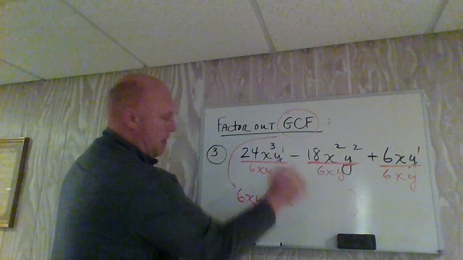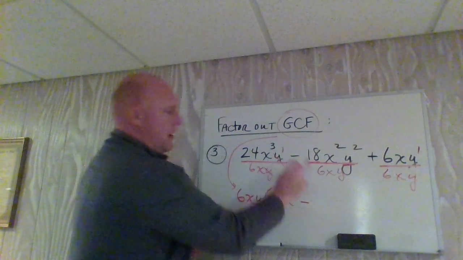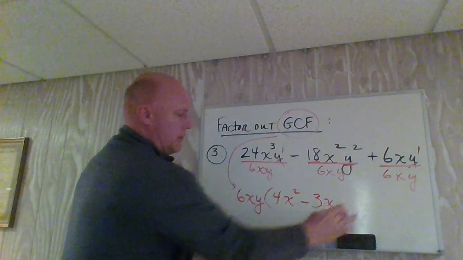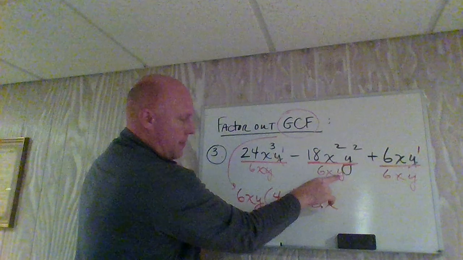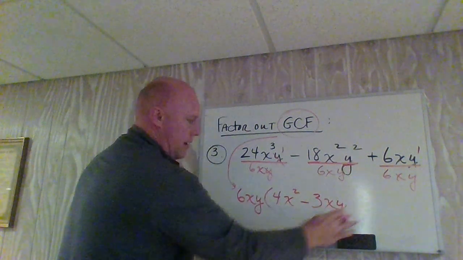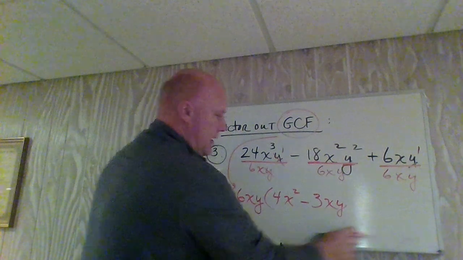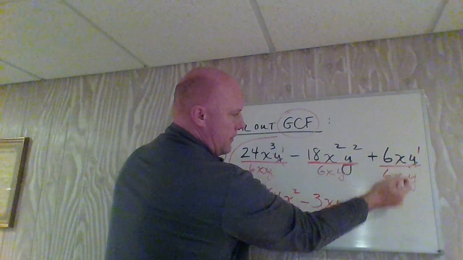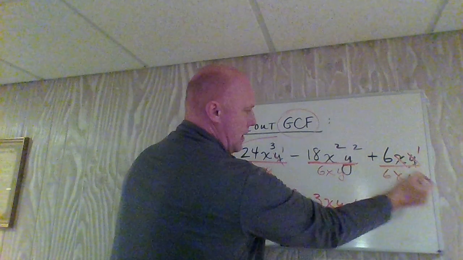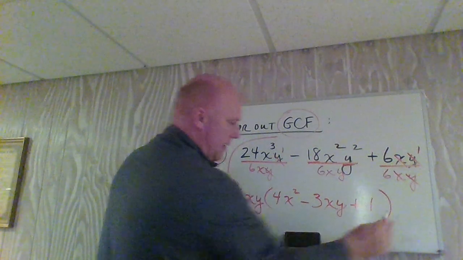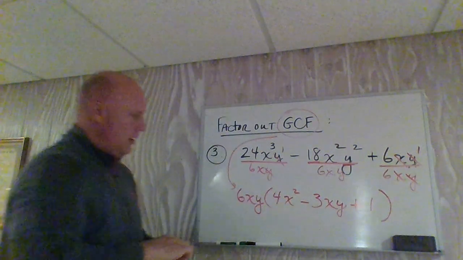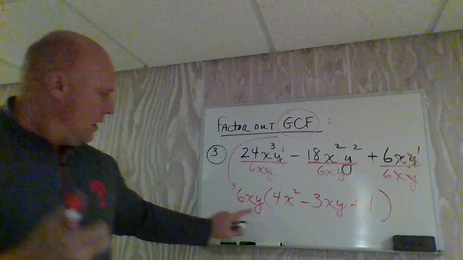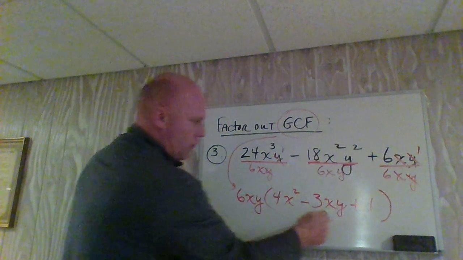Move on to the second term. Minus 18 divided by 6 would be 3. X squared divided by x would be x to the first. Y squared divided by y to the first would be y. And then finally, plus 6 divided by 6 would be 1. X divided by x would cancel out. Y divided by y would also cancel out. So the final result would be this greatest common factor that we pulled out multiplied by this trinomial.